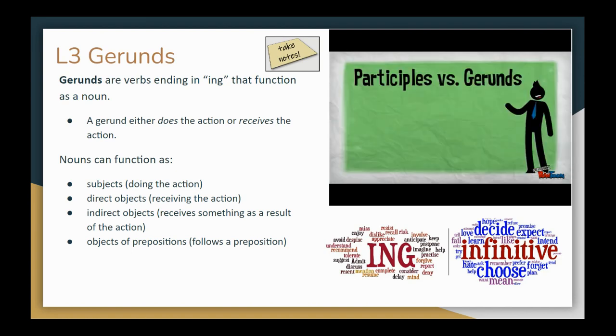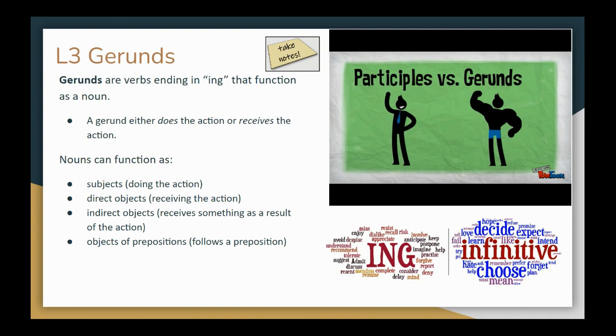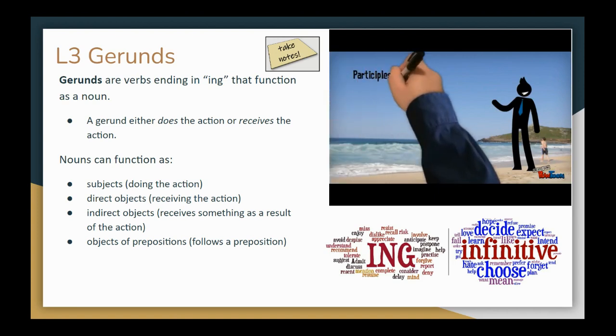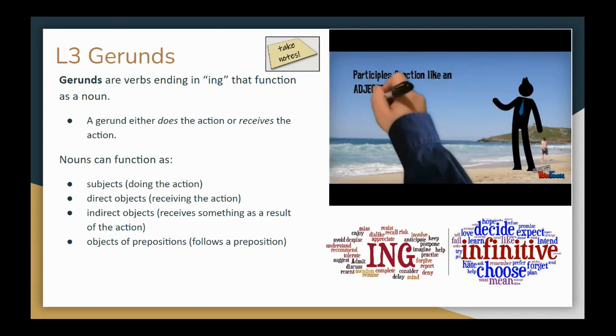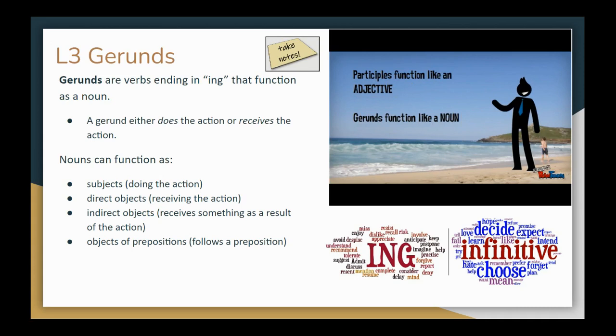Now, before we go any further, let us first make the distinction between a participle and a gerund. If you watched our lesson on participles, you may recall that participles are also verbs that usually end in ing. The difference is that a participle is a verb that functions as an adjective, and a gerund is a verb that functions like a noun.